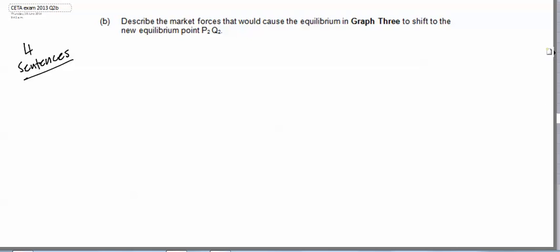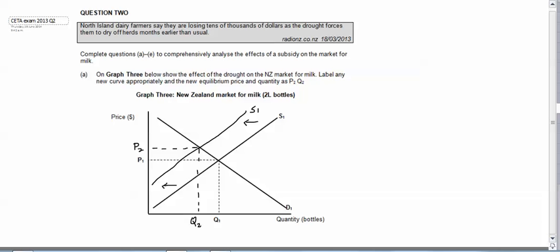So let's start by going back to the graph and looking at exactly what happens. How does the market get from P1 to P2? What forces are at play to cause that to happen? Well, let's have a look at what happens. When the supply curve moves, remember the equilibrium of the market is right here, this combination of price and quantity here. When the supply curve moves, what happens? Well, the quantity being supplied moves from this point here and it moves across to this new position here.